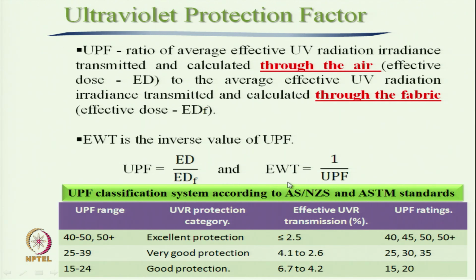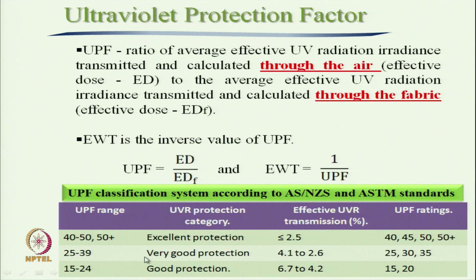Now, the UPF ranges: if it is 40 to 50, it is excellent protection, where less than 2.5% of the UV ray will get transmitted through the fabric. The rest 97.5% or more will be absorbed. So, anything more than 40 UPF is excellent. So, UPF rating 40, 45, 50, 50 plus like that. 50 plus is a very good ultraviolet protection rating.